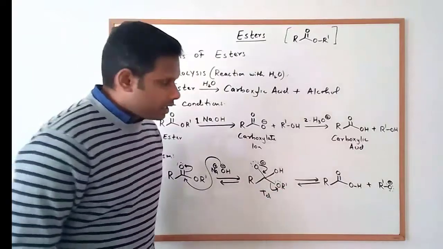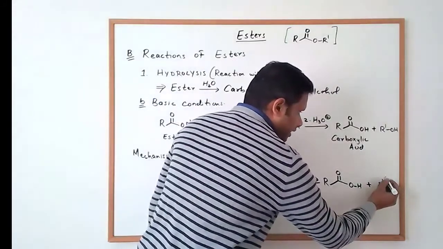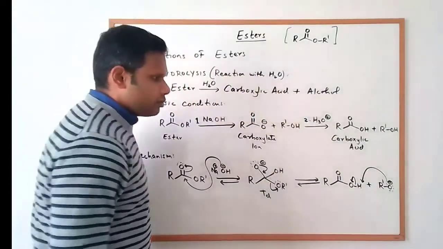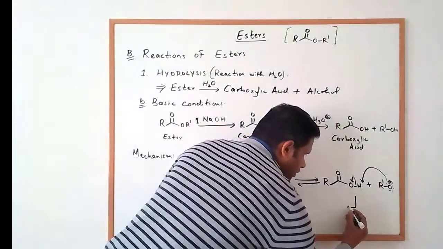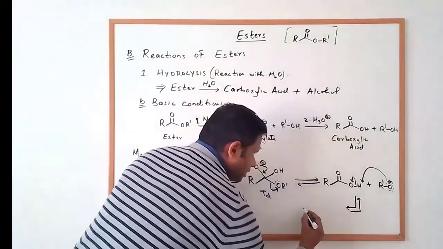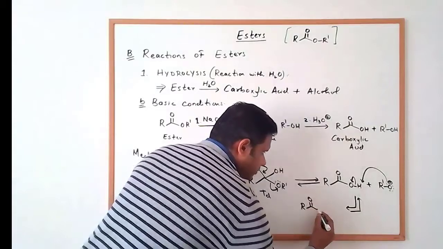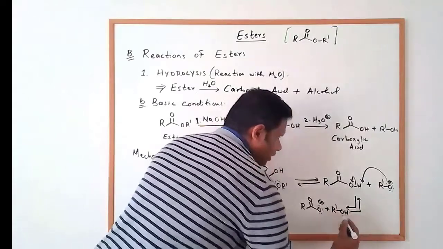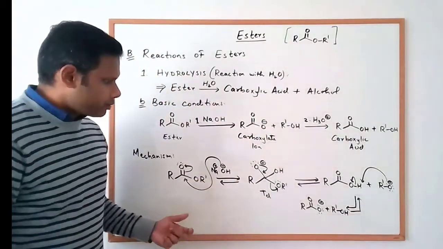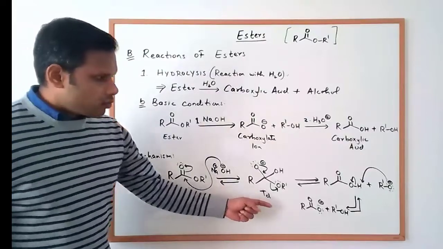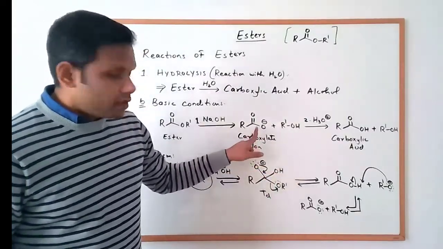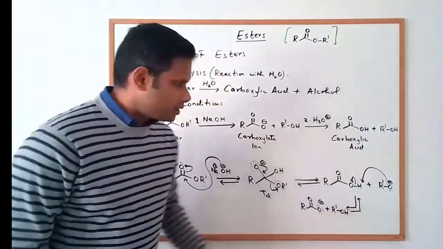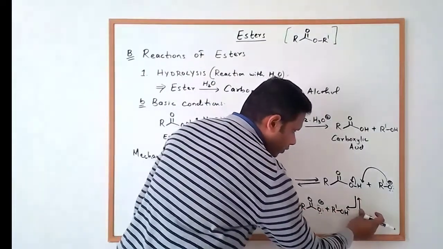So what happens is once you get here, there is an acid-base reaction and the alkoxide deprotonates the carboxylic acid to give us the carboxylate ion plus the alcohol. So all of this happens in step one. And that's why at the end of step one, you end up with a carboxylate ion and an alcohol, because this acid-base reaction is favored in the forward direction.